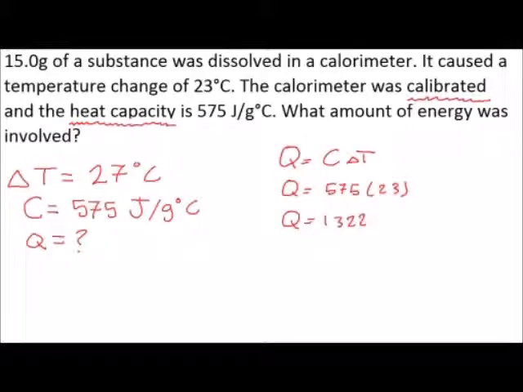Our answer turns out to be 13,225 joules. Accounting for significant digits, we get 1.32 times 10 to the power of 4. This is a simpler problem, but it outlines the point of calibrated calorimetry. The mass is irrelevant because it was calibrated. Remember to look for this word when identifying these problems.